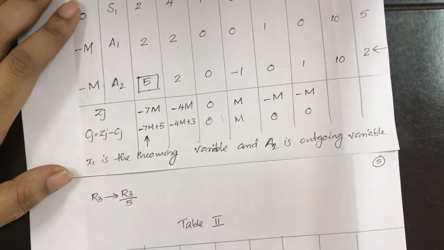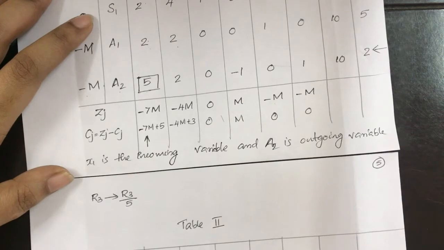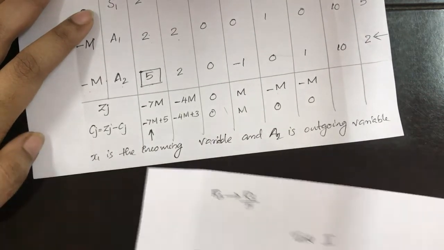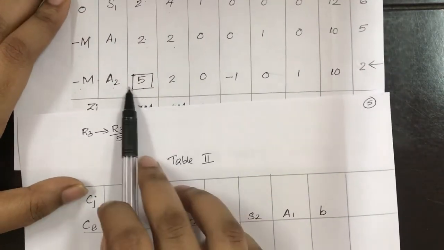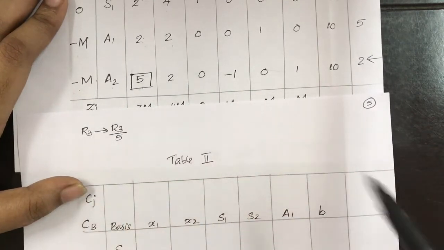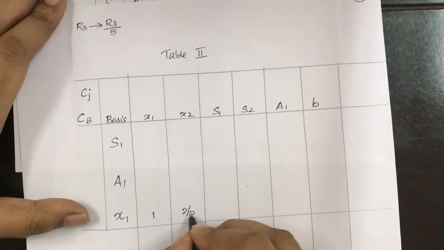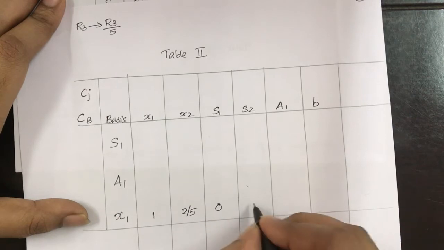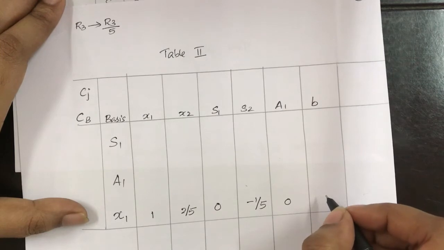So in the basis, S1, A1 and X1. So we are going to divide the row 3 with 5. So it becomes 1, 2 by 5, 0, minus 1 by 5, 0, 2.